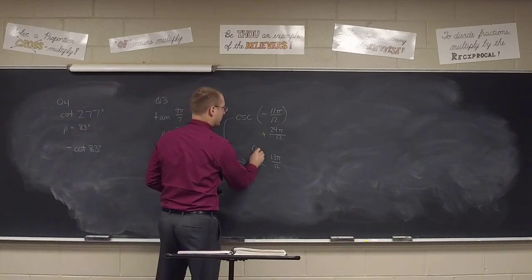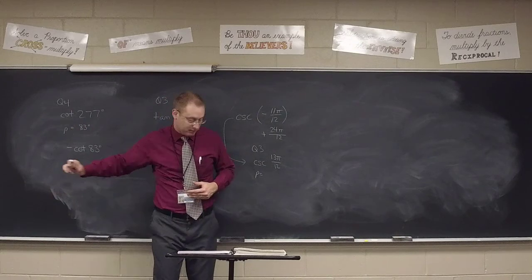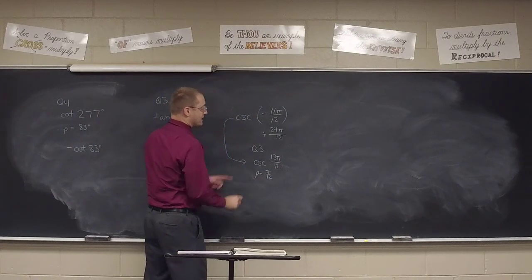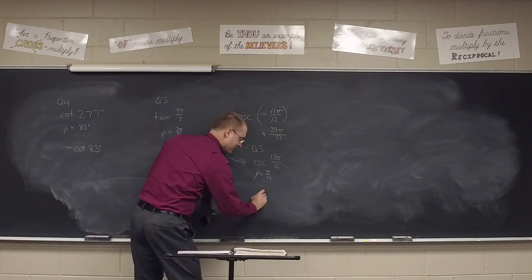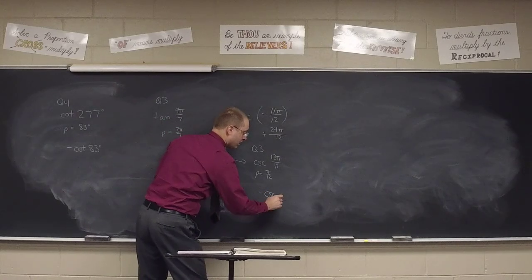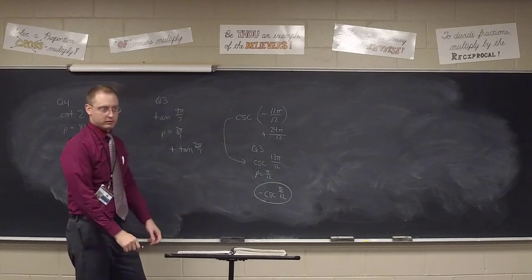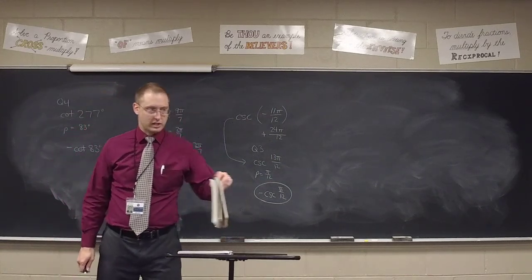Quadrant 3, just barely into that third quadrant. How far beyond pi? 1 pi over 12, right? And ASTC, positive or negative? Negative, so negative cosecant of pi over 12. Okay? Questions on these next few that we've done?